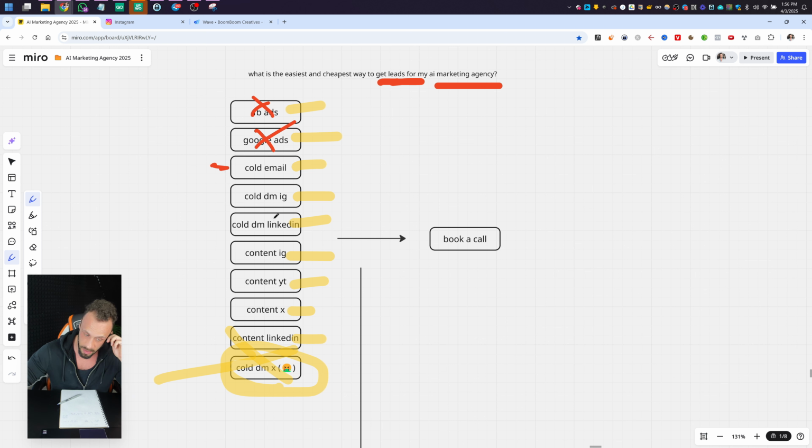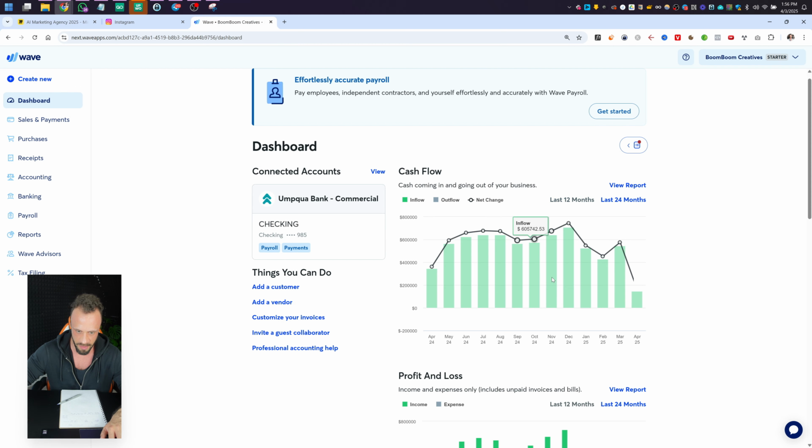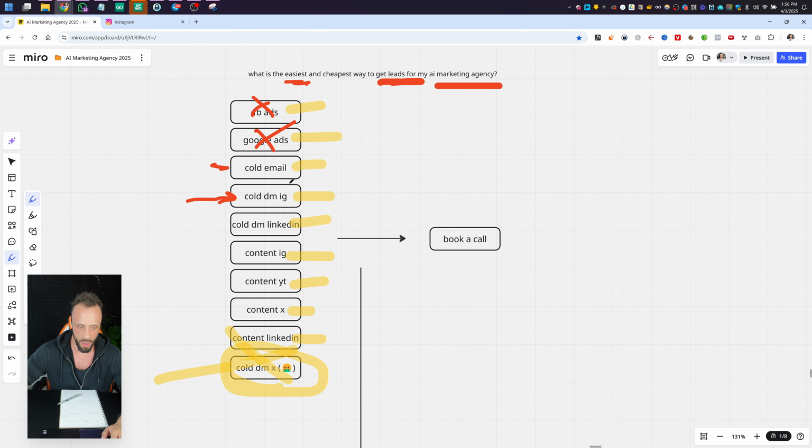Cold email is a possibility, because it requires quite a bit of a technical setup process, and it requires a longer warm-up period, so it's not immediate. So it's not the easiest way, but it's not bad. What I want to focus on is cold DMs on Instagram, because this is how we grew Boom Boom Creatives, my agency, over here. Can't even see it, right there. I guess I did show it live. That's how we grew our agency, Boom Boom Creatives, exclusively through Instagram cold DMs.